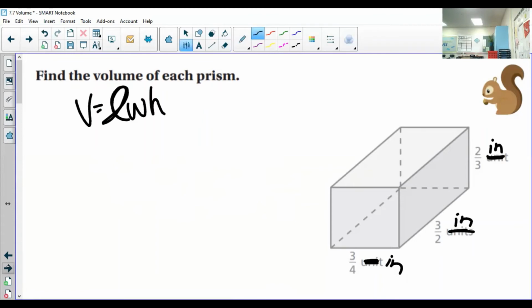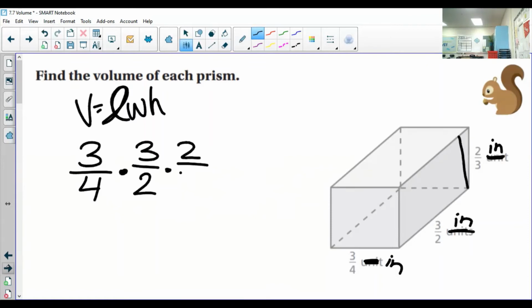Okay, now here we go. My length is 3/4 times my width is 3 over 2 times my height over here, which is 2 over 3. Multiplying fractions means you just multiply straight across. Okay? So 3 times 3 is 9. 9 times 2 is 18. And then, what's 4 times 2? 8. 8 times 3, 24.